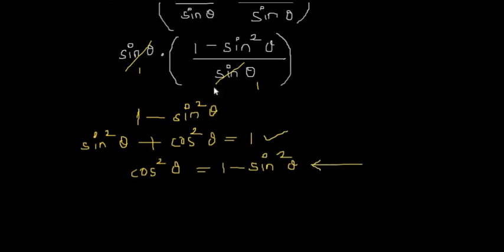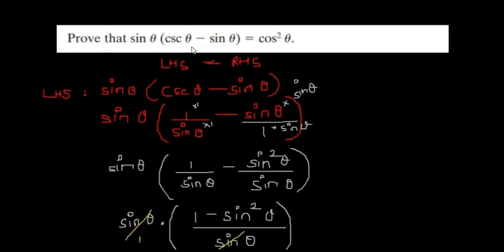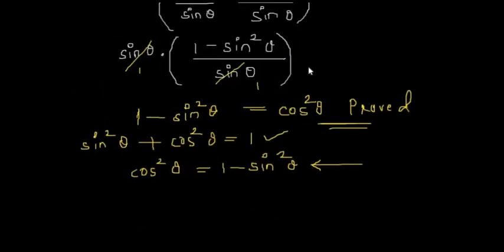So you can see we had got the answer as 1 minus sine square. So 1 minus sine square is equal to cos square theta. So 1 minus sine square theta is equal to cos square theta, and hence proved, because they had told us to show that whatever question we had got is equal to cos square theta, and we have got it as cos square theta.